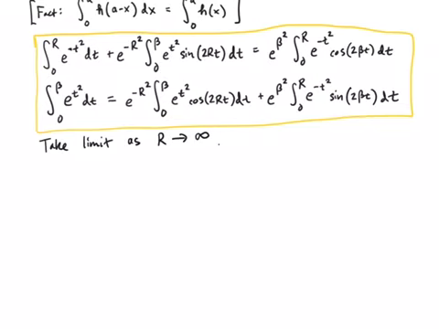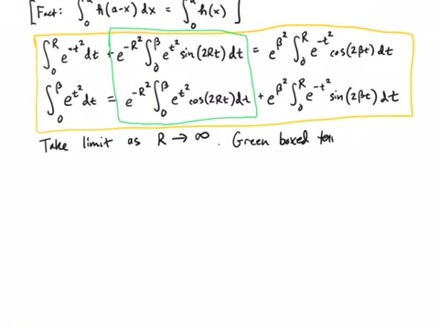these terms in green, they both go to 0. So the green box terms go to 0.